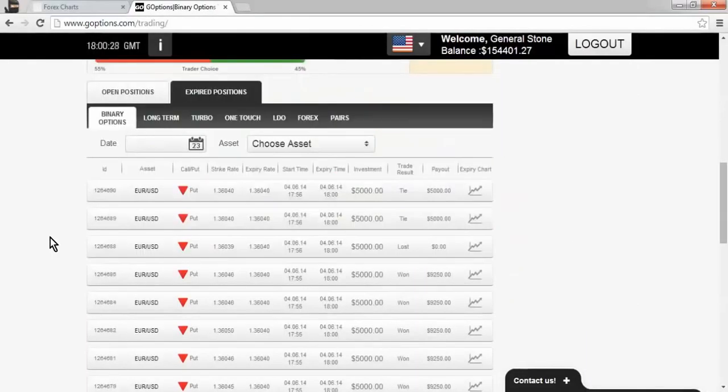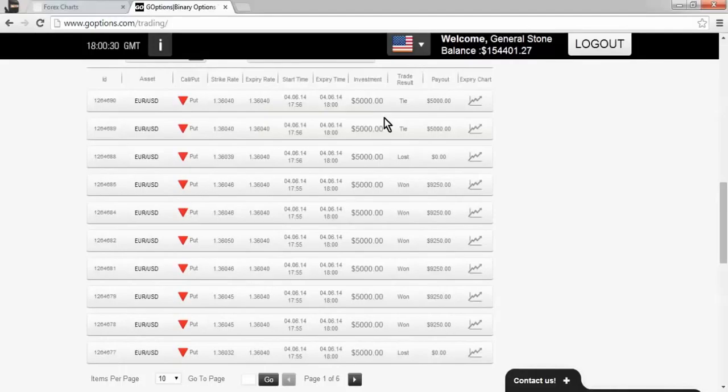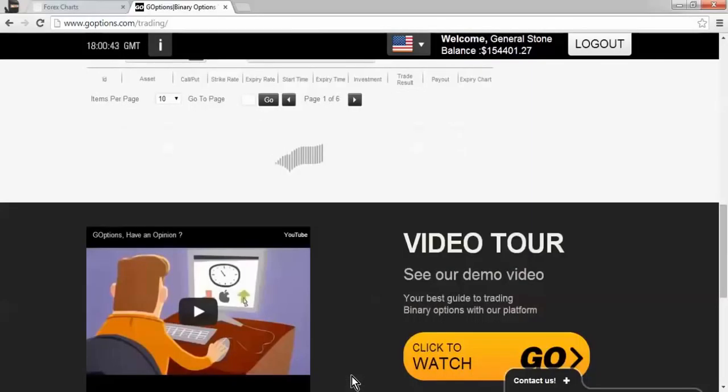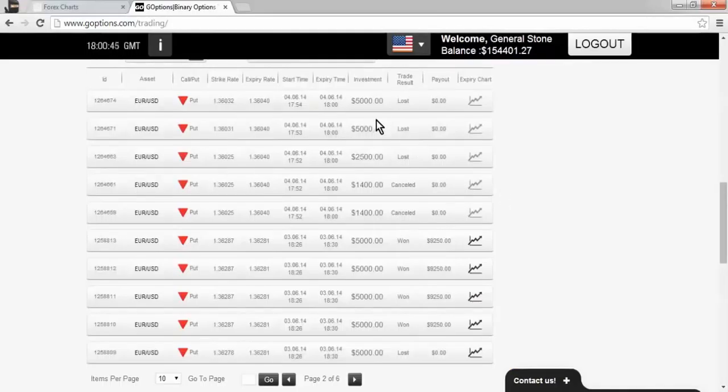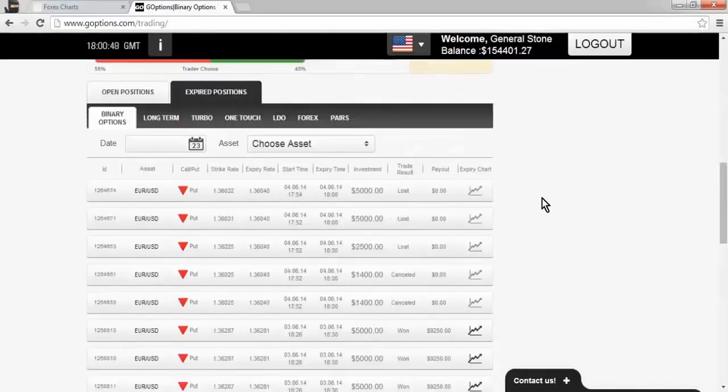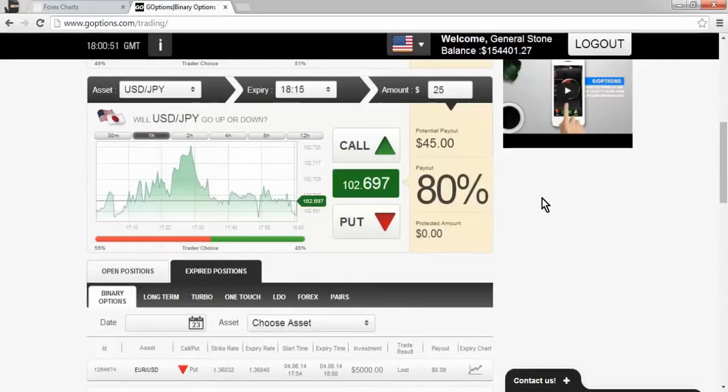Let's have a look at the actual returns here. So we've got a $5,000 tie, $5,000 tie, $5,000 loss, then $5,000 wins, and another $5,000 loss at the bottom there. Next page, $5,000 loss, $5,000 loss, $2,500 loss. So by the skin of my teeth, I just managed to make $3,000 total profit.